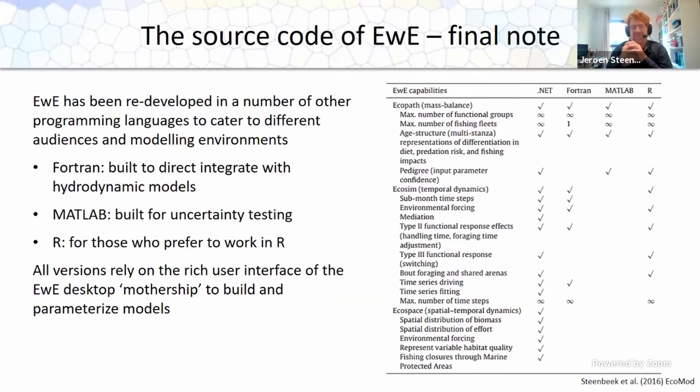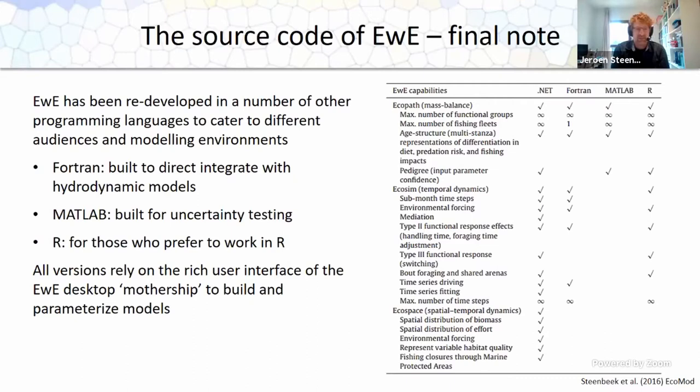The Fortran version was built to directly integrate with hydrodynamic models at the time scales and time steps and all those kinds of things that those modelers like. The MATLAB version was built for uncertainty testing. This was pre-EcoSampler. EcoSampler basically brought functionality that MATLAB would have tried to create to the approach. And the R version is basically for those who prefer to work in R. R is not compatible with the common language interface, the one I showed earlier. So R is in a league of its own. Well, this is just a version of R that you can use if you prefer R.